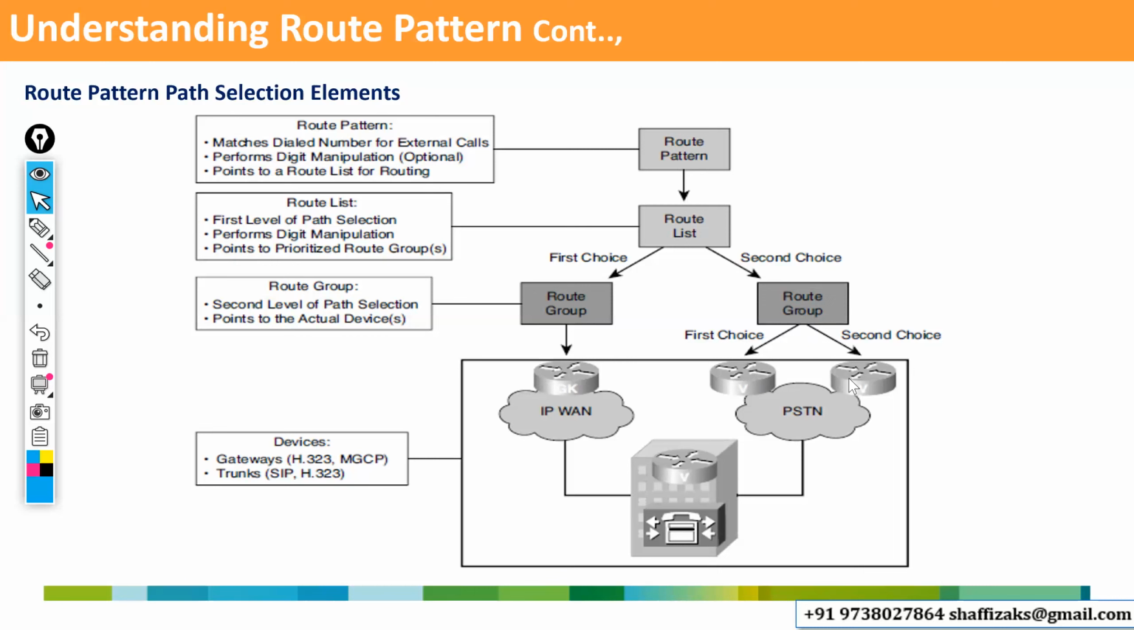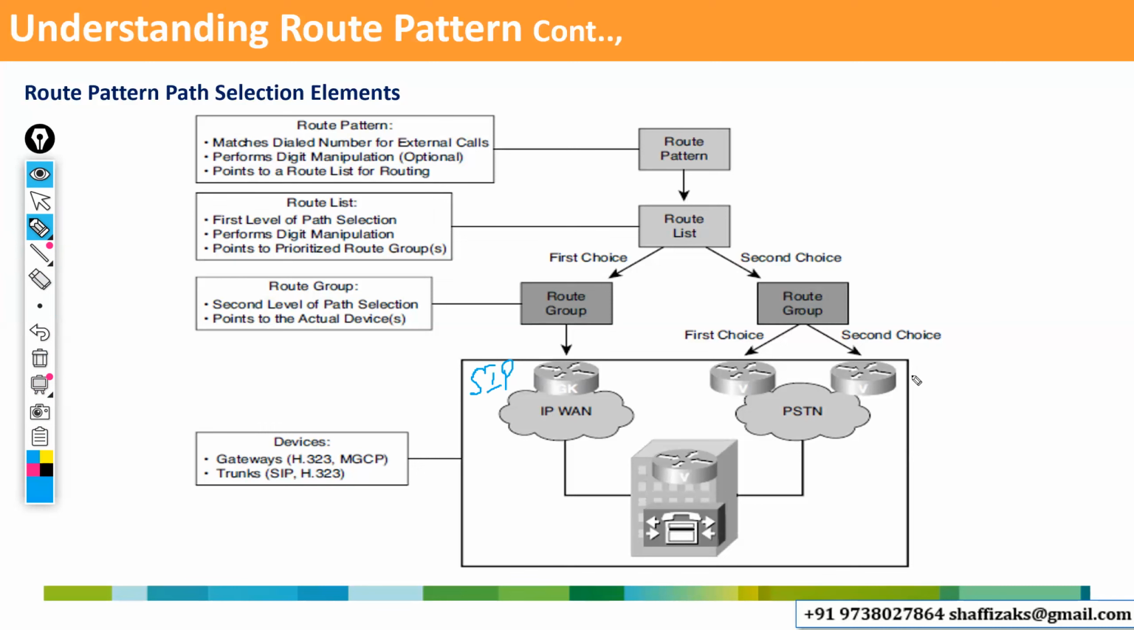See here, a simple example. One is the IP WAN, meaning the ITSP connection. Another one is the PSTN connection. So totally I am using 3 routers. How many routers am I using? 3. That means I have configured 3 gateways: one gateway for the WAN connection and the other 2 gateways for the PSTN connection. You can use any protocol to configure this. Suppose here I'm using the SIP protocol.